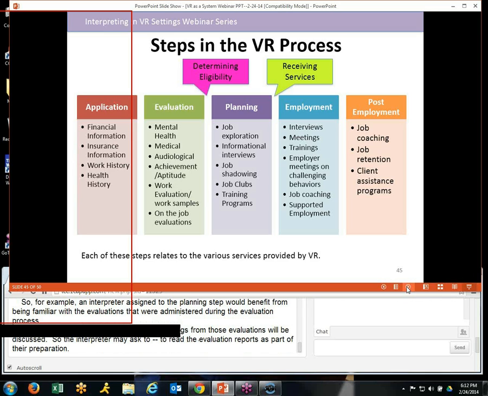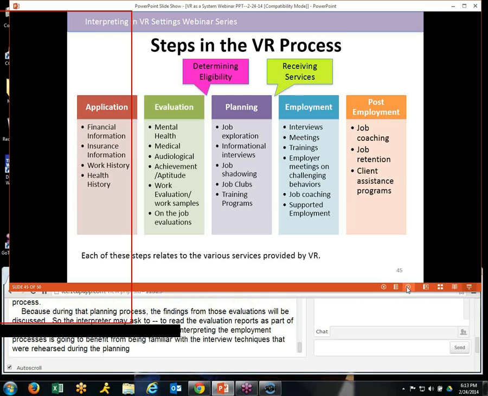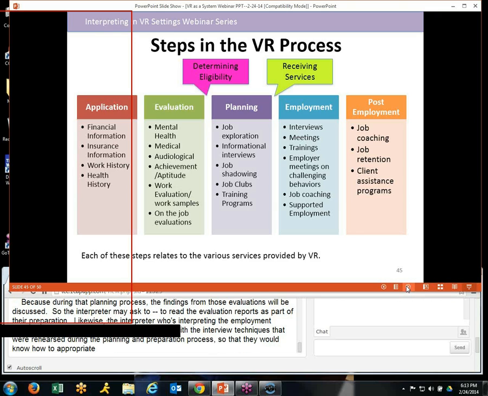Likewise, the interpreter who's interpreting the employment processes is going to benefit from being familiar with the interview techniques that were rehearsed during the planning and preparation process so that they would know how to appropriately interpret the form of the responses during a job interview.